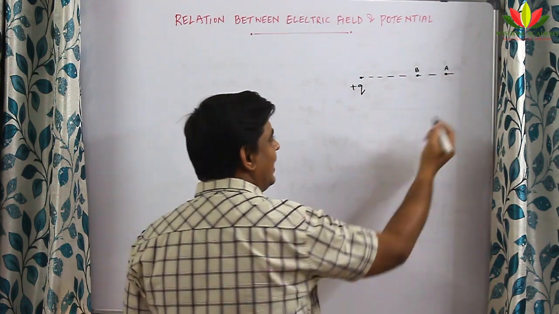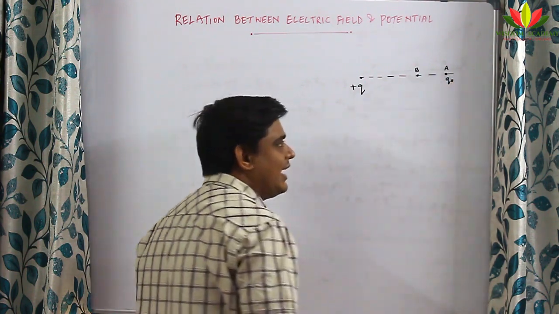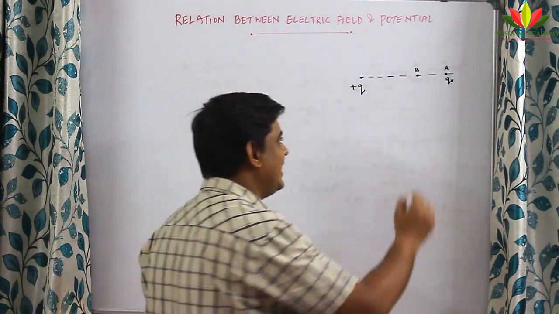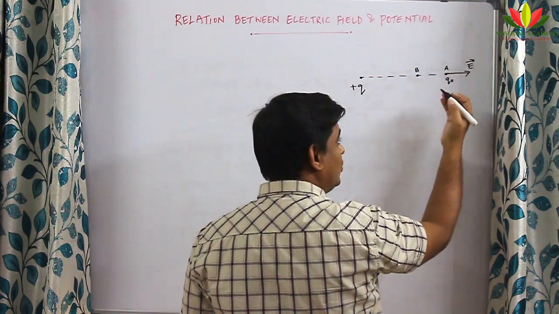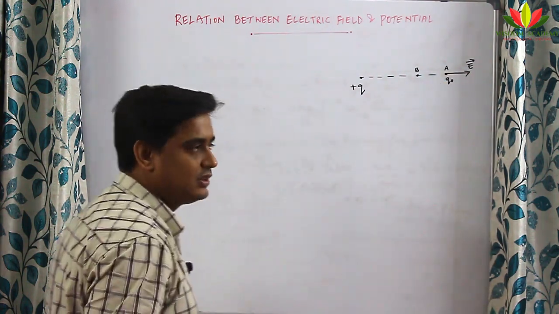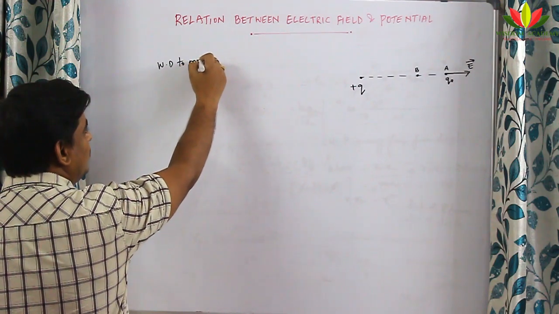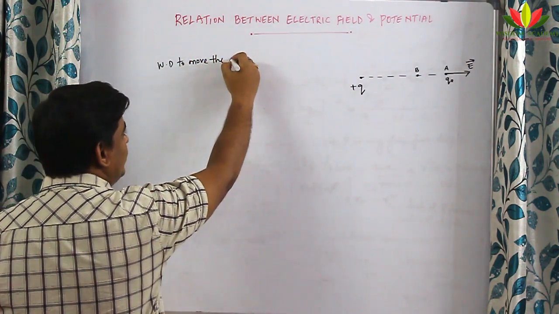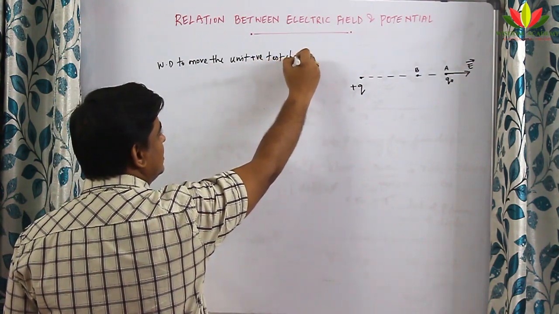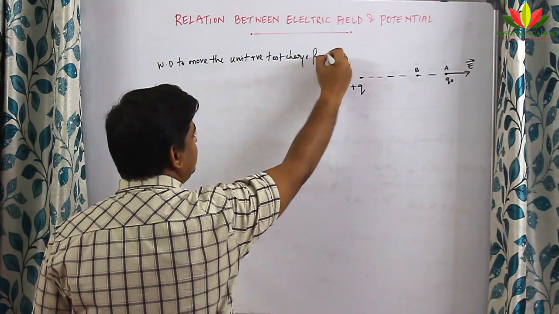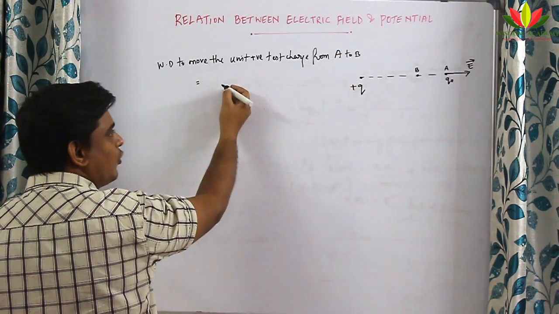And what I do, I will keep one test charge here and I will try to move the test charge from A to B and I will try to find what is the work done. So, at A, if I keep the test charge, it will be acted upon by the electric field in this direction. So, we want to go against this field and do some work on this. So, first I am going to find what is the work done to move the unit positive test charge from A to B. So, this work done will be equal to force on displacement.